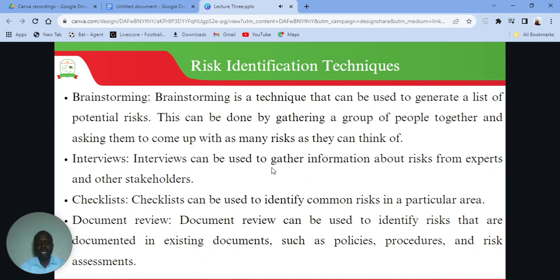And the other one is a document review. So we look at the historical records in regards to the risk within the organization. Do we have proper policies in regards to risk? In terms of solving the risks, do we have established procedures and so on and so forth?